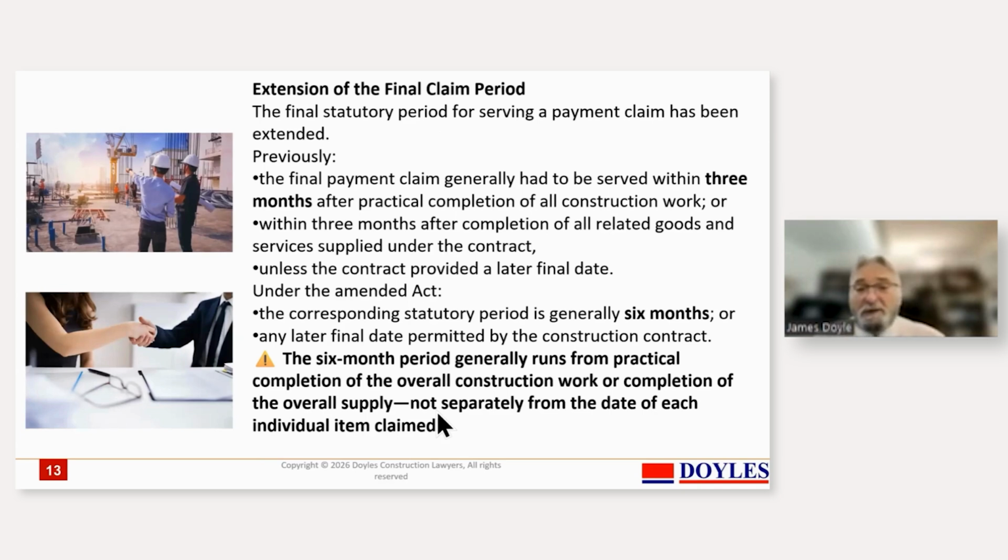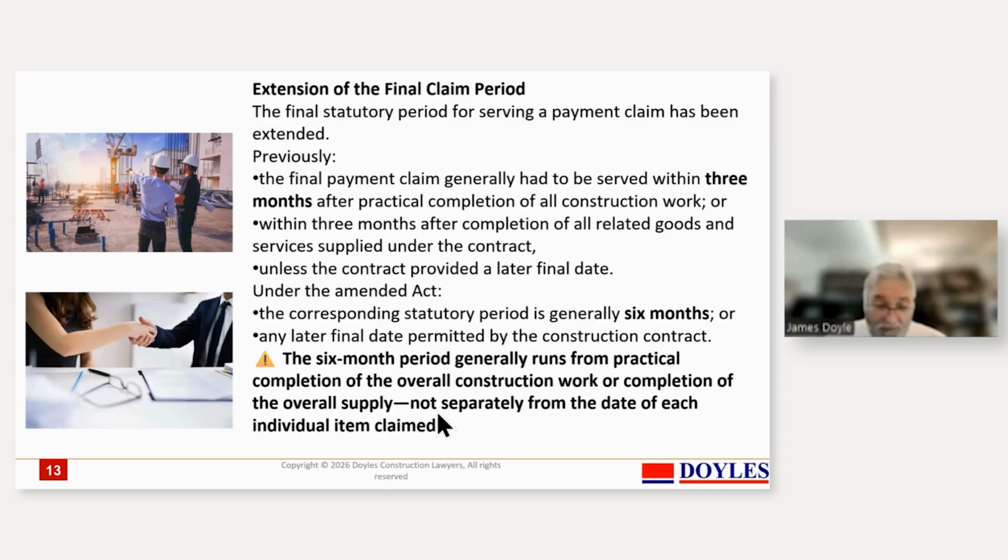The extension of the final claim period. The situation is previously it had to be served within 3 months after the practical completion of all construction work, or 3 months after all related goods and services were provided. But that has been extended now. The corresponding statutory period is 6 months, and any later final date permitted by the construction contract. So the construction contract can extend that date, but it generally can't shorten it. The situation is it runs from the practical completion of the overall construction work or completion of the overall supply, not separately from the date of each individual item claim.